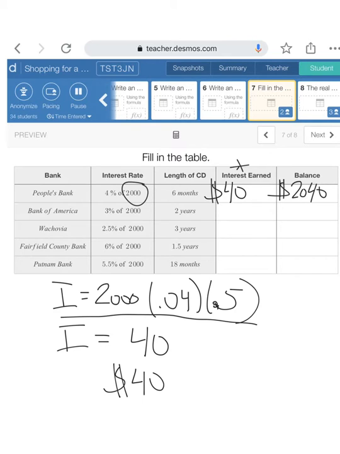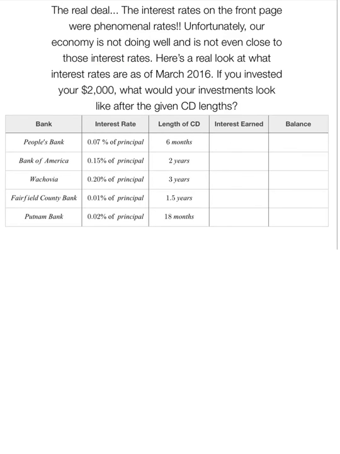Find the interest, use your formula, and then add it to your balance to get the total balance at the end. We'll look at one more example, and for the live lesson, we looked at this example together. Now, notice this last slide in the Desmos is very similar to the previous slide, so it's the same concept. The key difference is that we're given different numbers. Our interest rates are different than on that previous slide. You're asked to do the same thing: find the interest and find the balance. The only difference between this slide and the last slide is that the interest rates are a lot smaller.